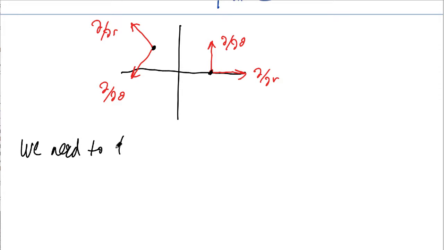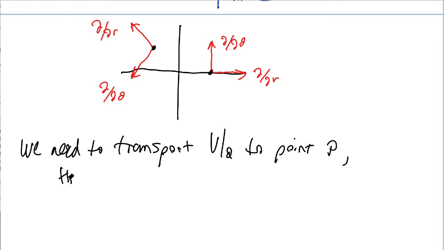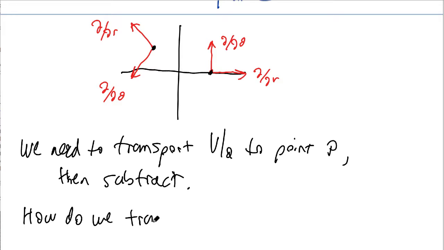So we need to transport the vector at point Q to point P, and then we can subtract. So how do we transport vectors from one point to another? Well, in flat space, we know how to do this. We just move the vector around, making sure that we keep it parallel to itself and that we don't change its length as we move it.